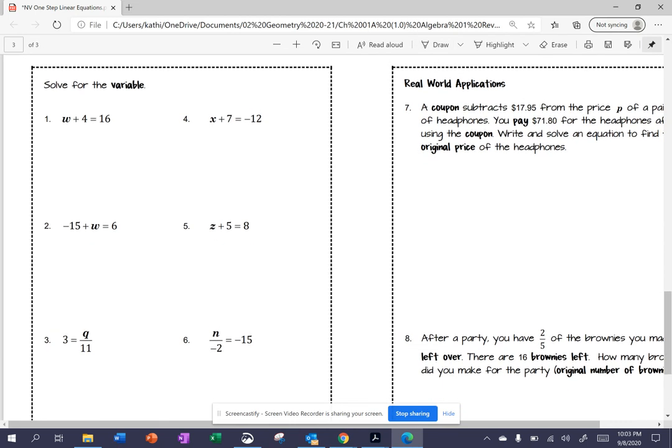All right, let's solve for the variable. So I want to isolate the variable or get the variable by itself. So I want to move 4 to the other side. To move 4 to the other side, I'm going to add the inverse. So I'm going to subtract 4 on the left. Whatever I do on the left, I need to do to the right to keep my equation equal. Plus 4 and minus 4 totals 0. So I'm just left with W equals 16 minus 4, which is 12.